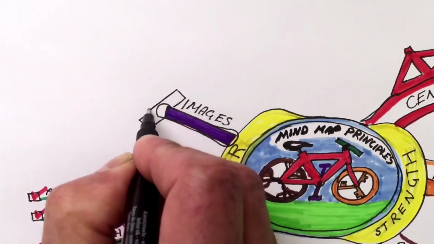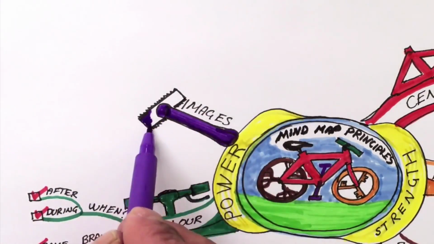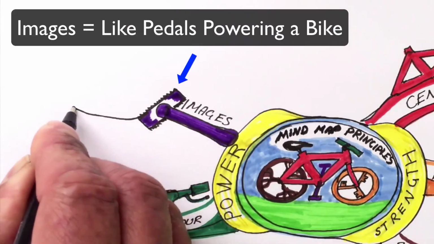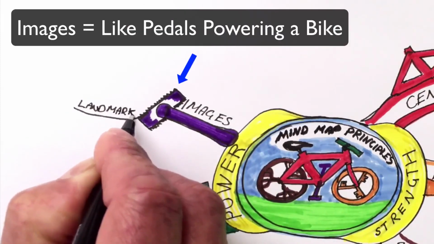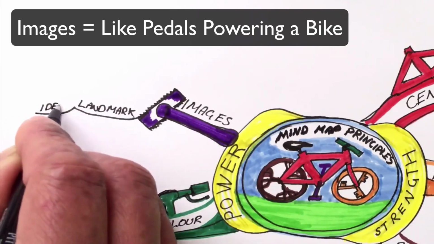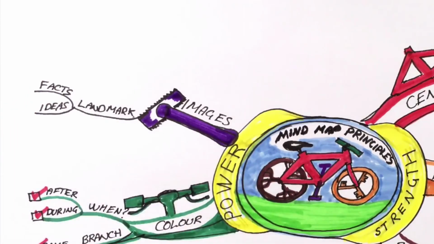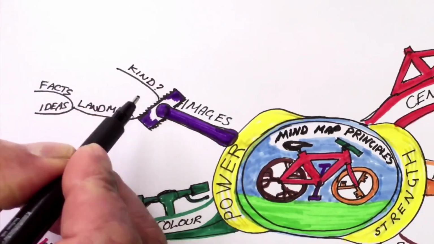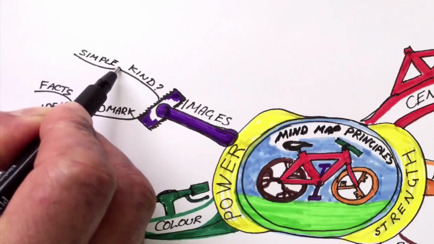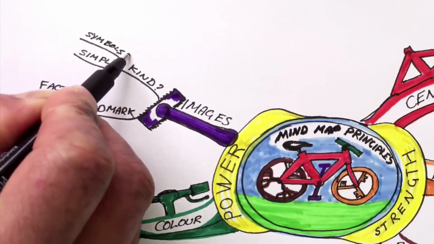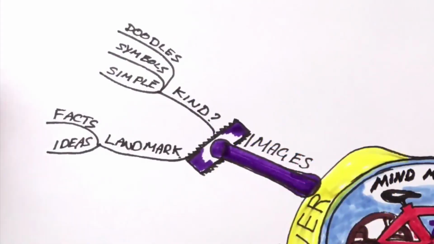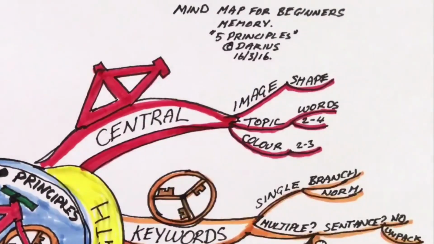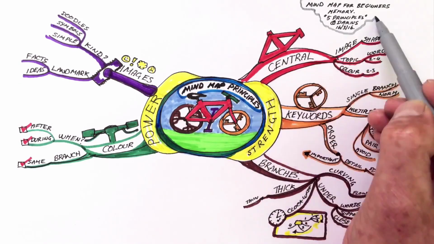The 5th principle is using images. Use the images as for landmark ideas and facts. Landmark ideas and facts are those sorts of things that you know will be important at some point. Now you can mark them in very simple ways. The kinds of images we use are simple, often symbols or doodles. They might develop into something more artistic in the future, but don't get too caught up in being an artist.